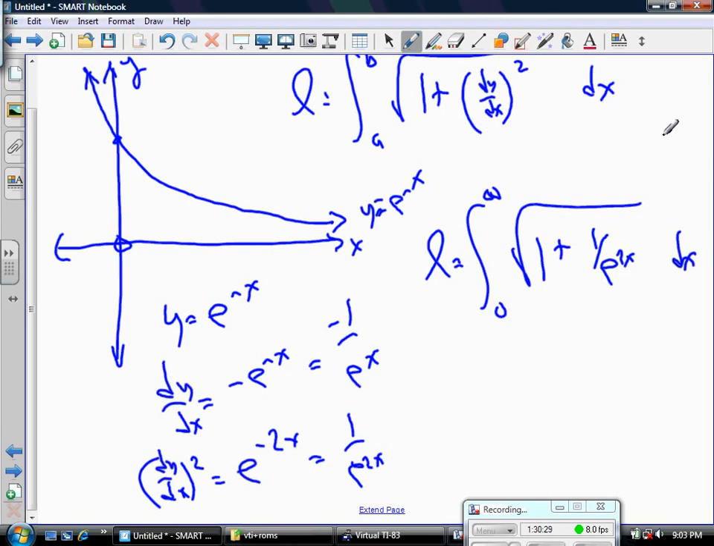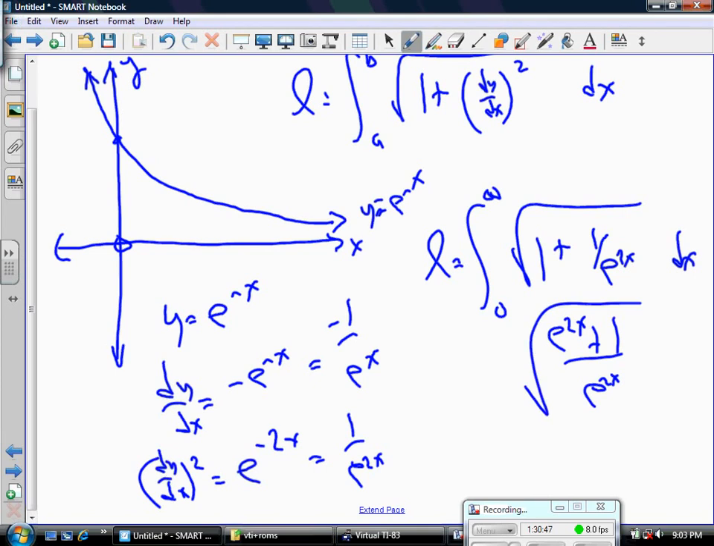I don't think so. I mean, think about it. What would be nice is if the inside was a perfect square, then you could square root it, right? I don't think it is though, because this is going to be e to the 2x plus 1 over e to the 2x.